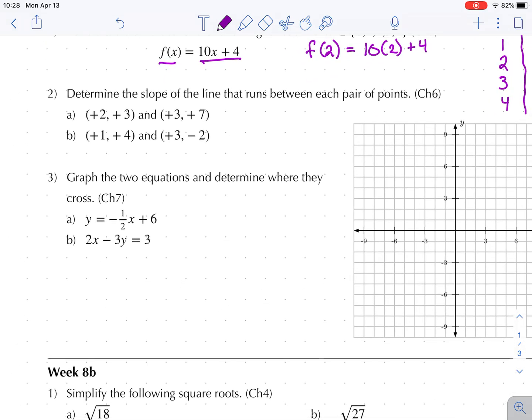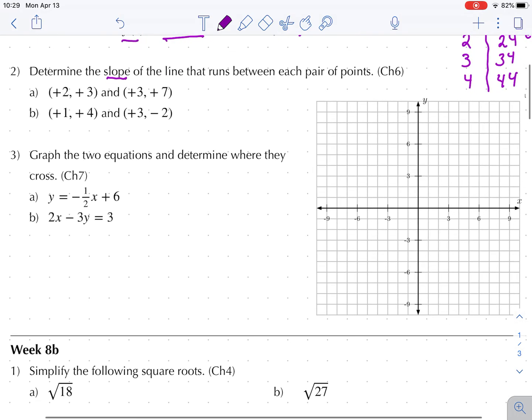Question number 2. Determine the slope of the line that runs between each pair of points. So remember that slope is the rise over the run. One way to do this is to graph each of the points. So we're going to graph the points for letter A and determine how much it goes up and how much it goes over, working from left to right.